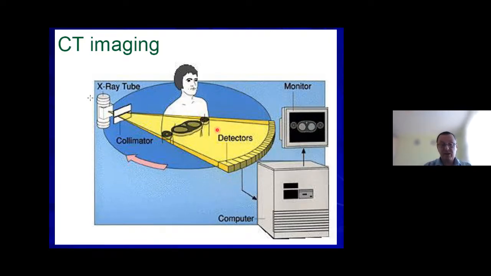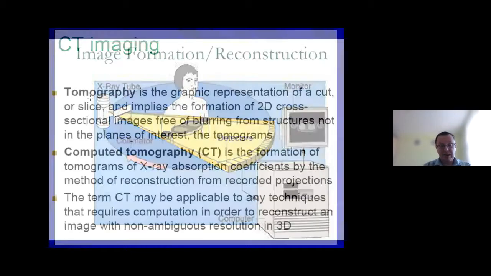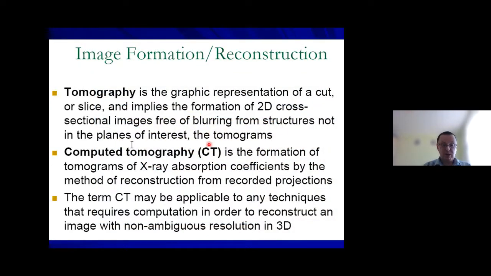We have information which looks like we look from a 90-degree angle compared to the focal plane of visualization. So in general, tomography, its graphic representation could slice and implies a formation of a two-dimensional cross-section image free of blurring from structures not in the plane of interest or tomograph.